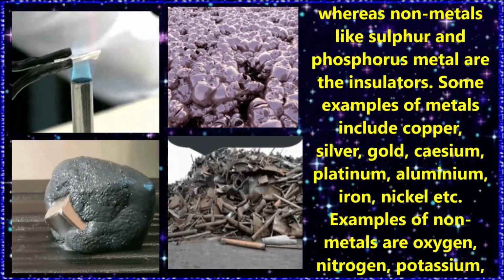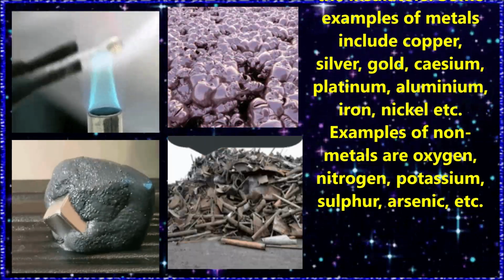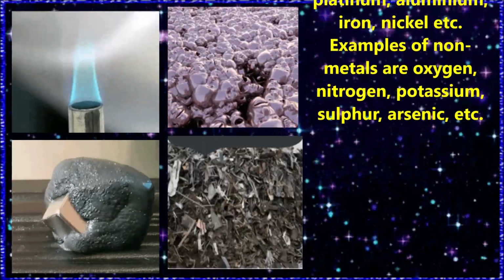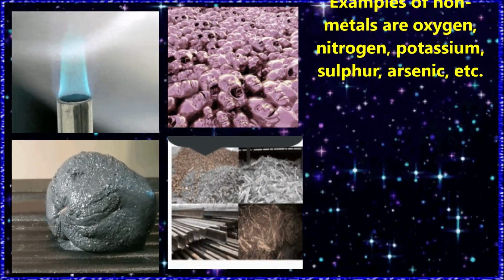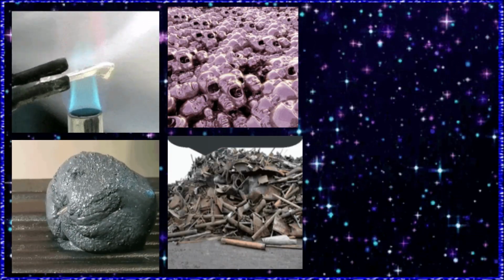Some examples of metals include copper, silver, gold, platinum, aluminium, iron, nickel, etc. Examples of non-metals are oxygen, nitrogen, sulfur, etc.